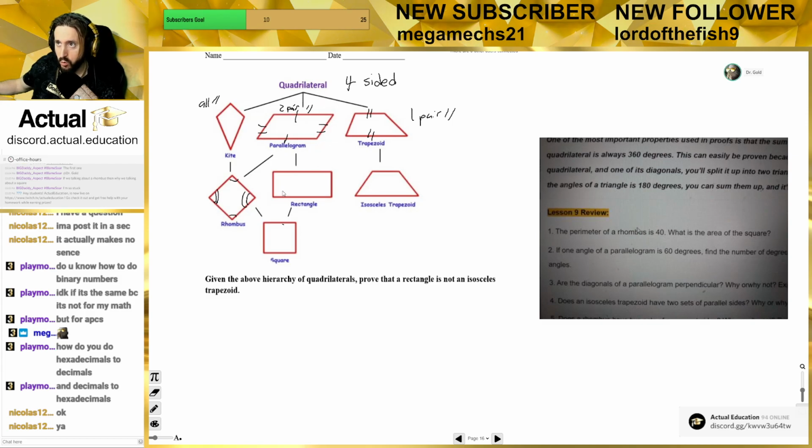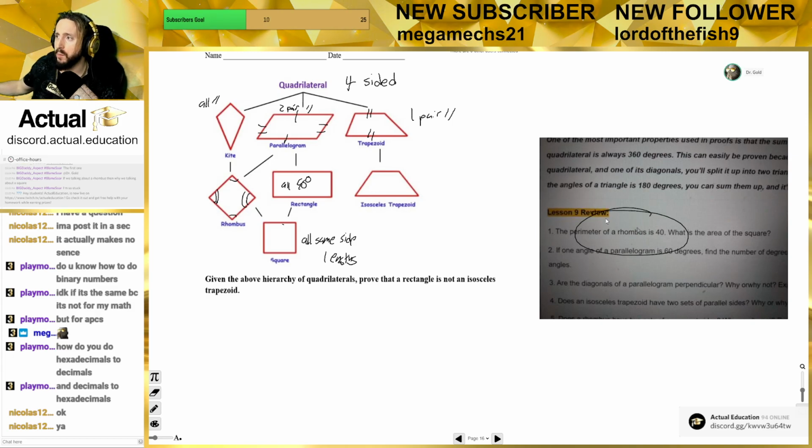And with the 2 pairs parallel, if they're all 90-degree angles, then it's a rectangle, okay? If they're all 90-degree angles and all the same side lengths, that makes it a square.